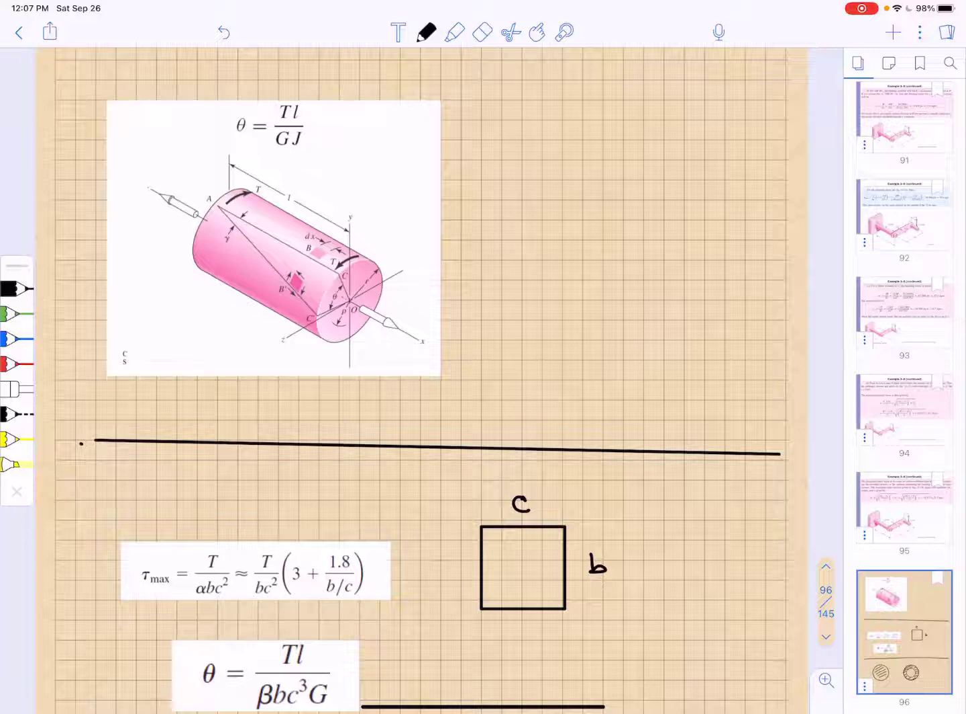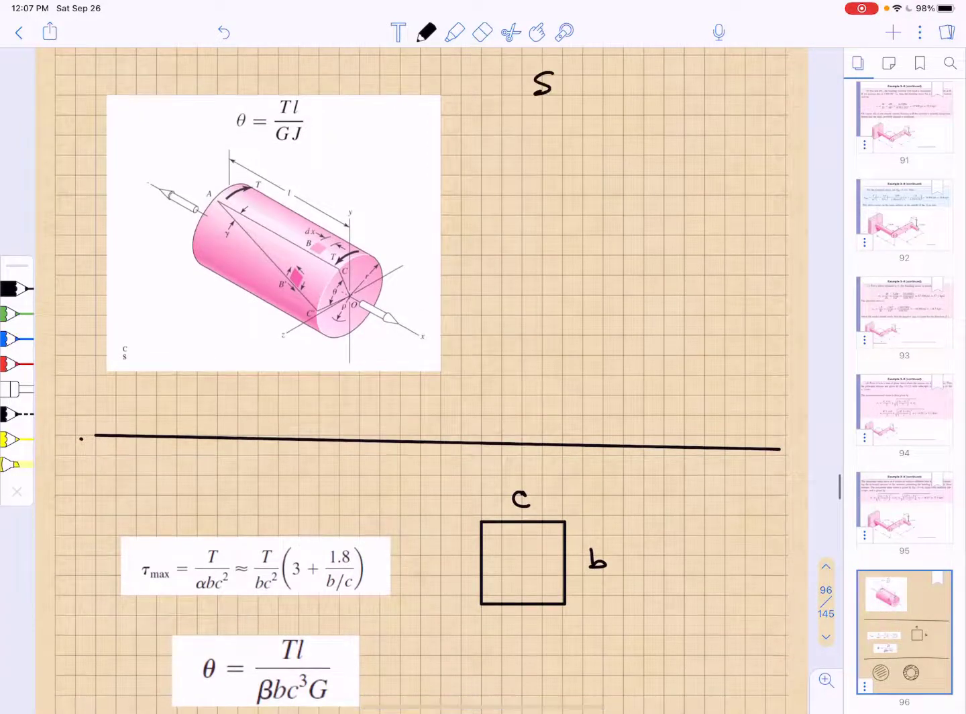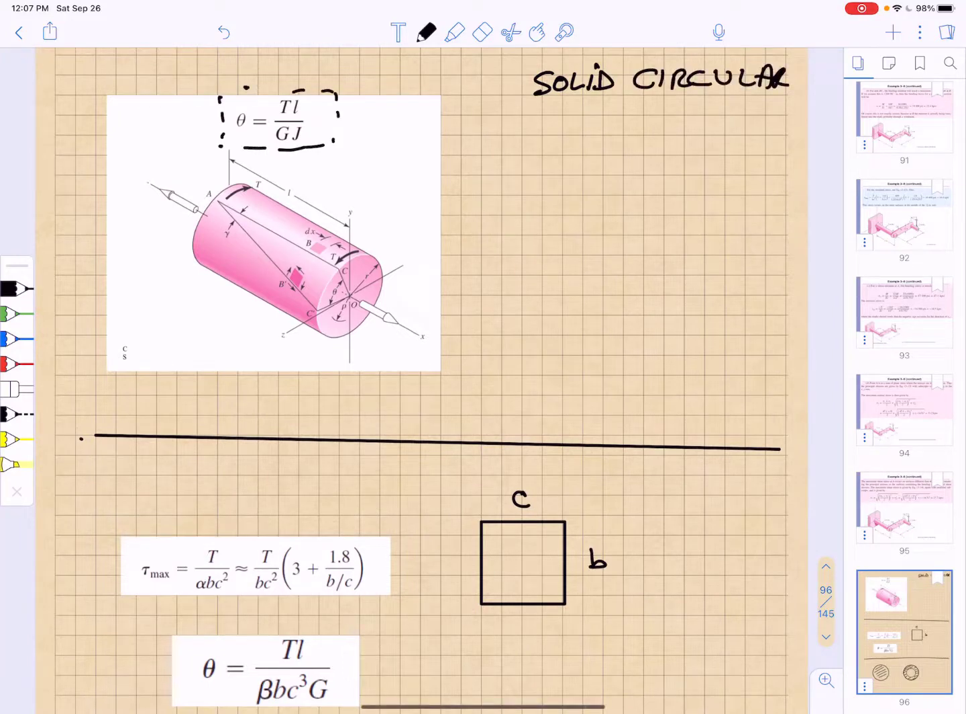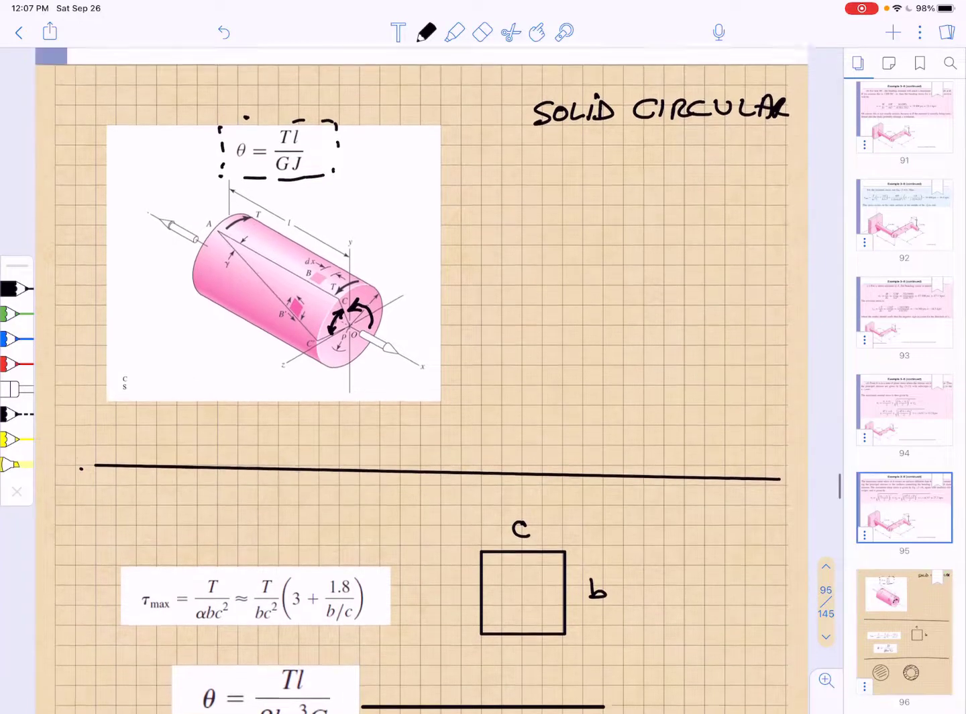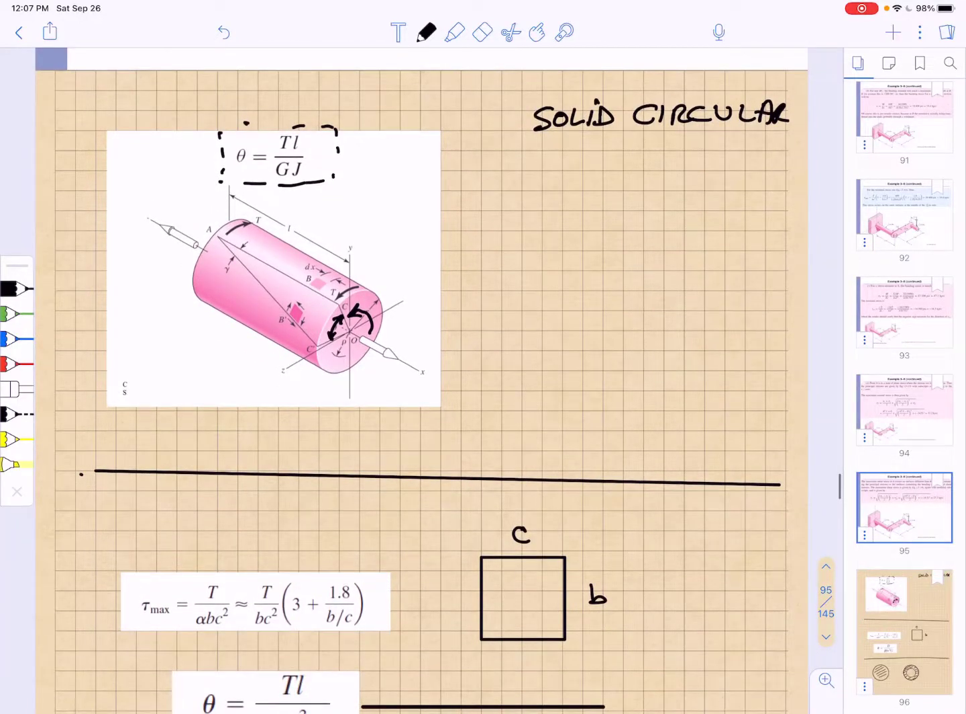So we've talked about solid circular shafts and we have talked about solid non-circular shafts. And we know that the angle of twist for a shaft of length L, that's this angle right in here, when we apply a torque to it, is going to vary with the magnitude of the torque, the length of the shaft divided by the shear modulus and the polar moment of inertia.